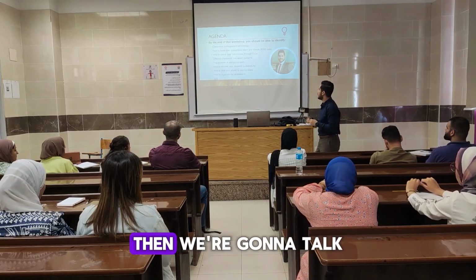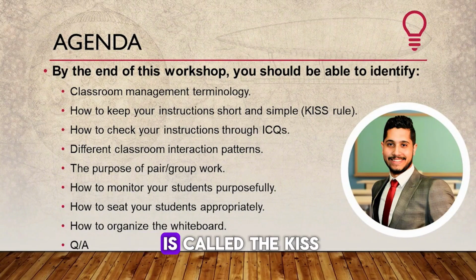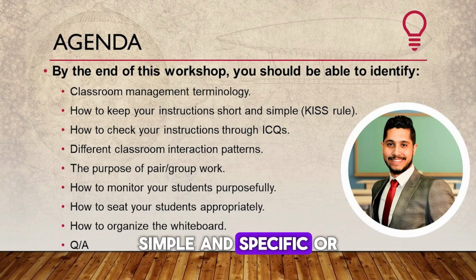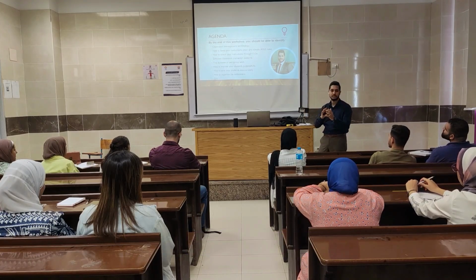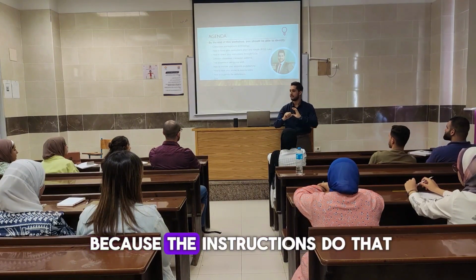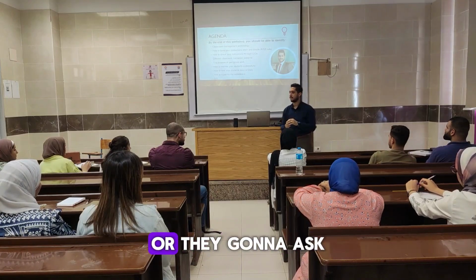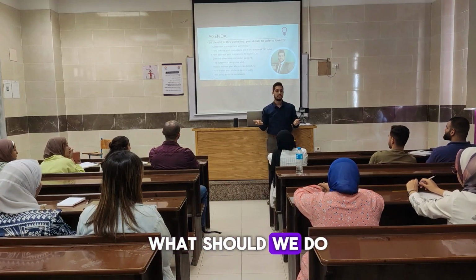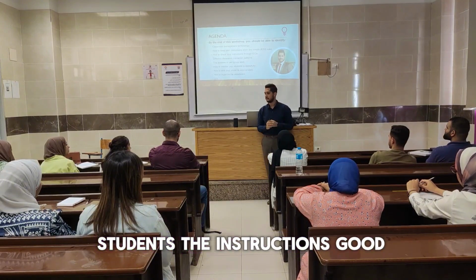Alright? Then we're going to talk about how to keep your instructions short and simple. This is called the KISS rule. Keep instructions simple and specific, or short. Then, how to check your instructions. So you give your students the instructions. How to check that they got the instruction? Did they really get it, or are they going to ask you, please, mister, what should we do? So you have to check your instructions after you tell your students the instructions. Good?